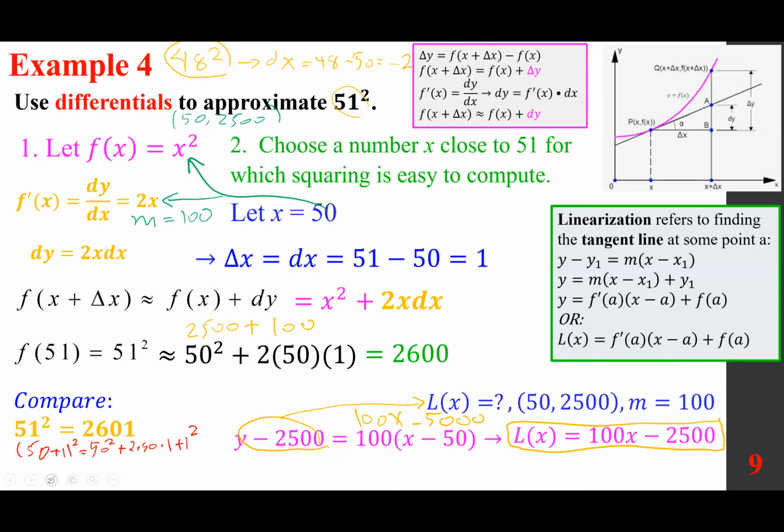What do we want? 51 squared, so we want L of 51. We want 48 squared, we want L of 48. So we're going to put 51. 100 times 51 minus 2,500, it's the same, and it must be the same. Otherwise, we have made a mistake, and I can't emphasize this enough, everybody. Questions?